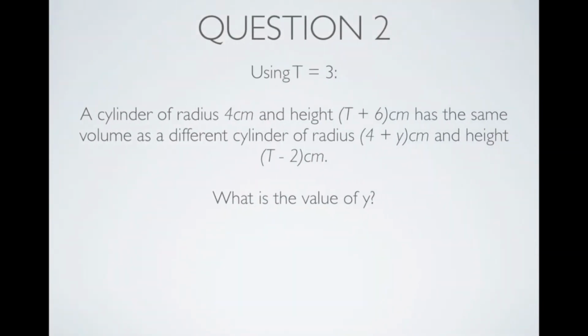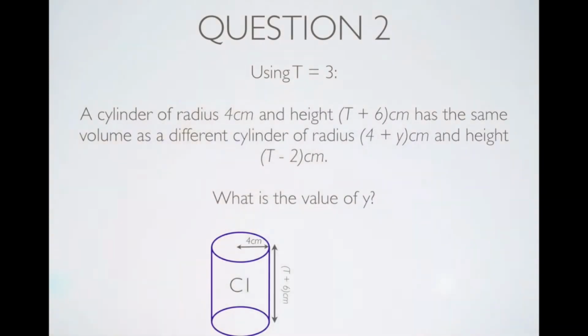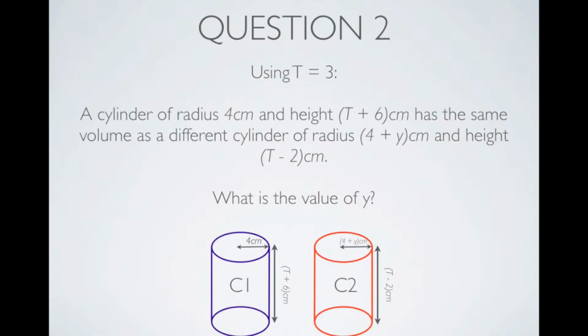Question 2 gives us two cylinders, which I've named C1 and C2. The cylinder C1 has radius 4 cm and height t plus 6 cm. The cylinder C2 has radius 4 plus y cm and height t minus 2 cm. We are told that the volumes of both of the cylinders are equal, and we need to work out the value of y.